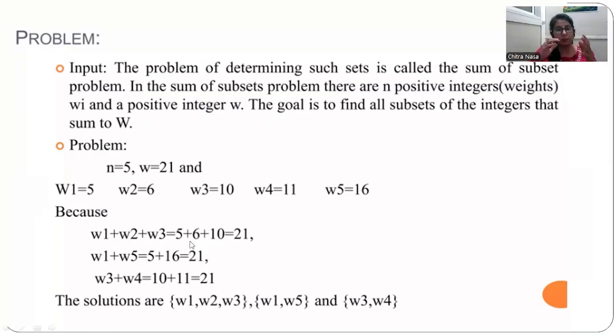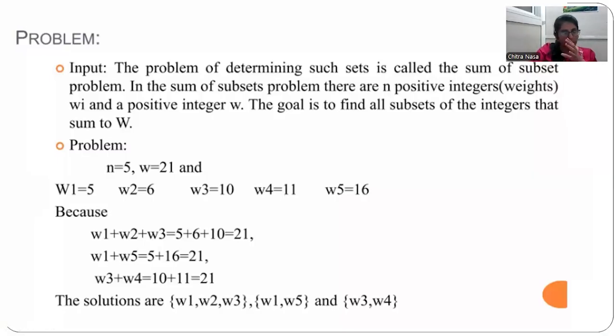If you directly look for the solution, you can check which items we pick whose sum will be equivalent to 21. My answer will be weights 1, 2, and 3: 6 plus 5 is 11, and 11 plus 10 is 21. I can also add weight 1 with weight 5: 16 plus 5 directly gives me the solution, 21. We can also add weight 3 and weight 4: 10 plus 11 also gives 21. So there are a number of paths, a number of solutions we are having, right?